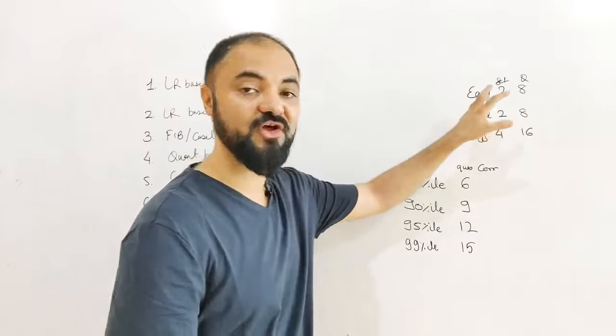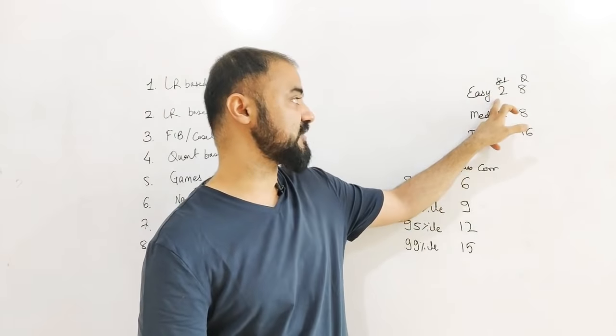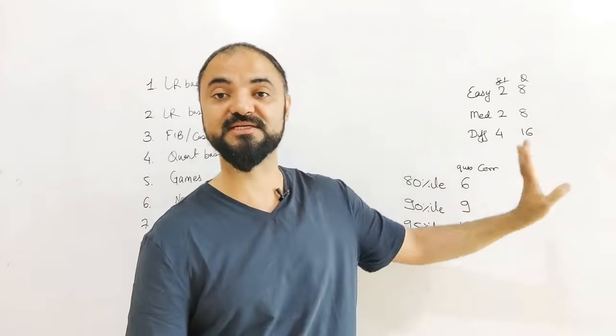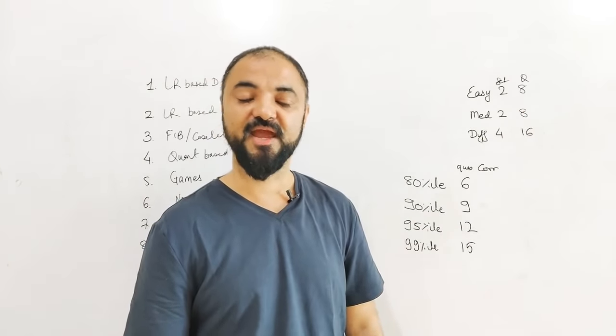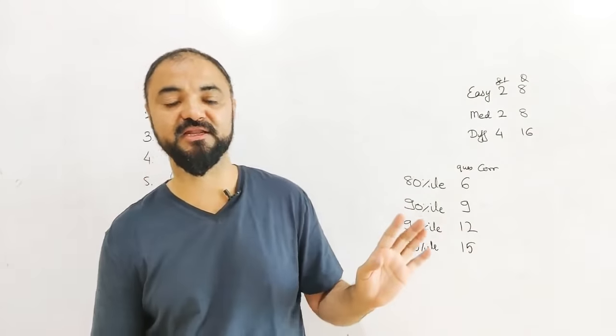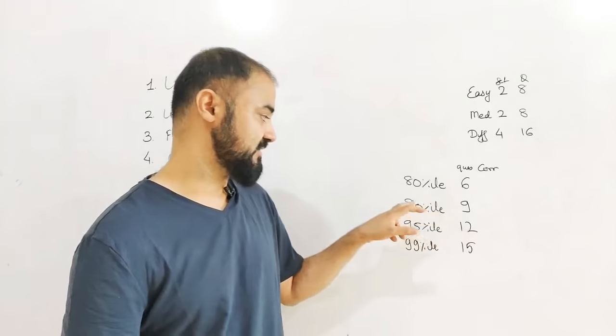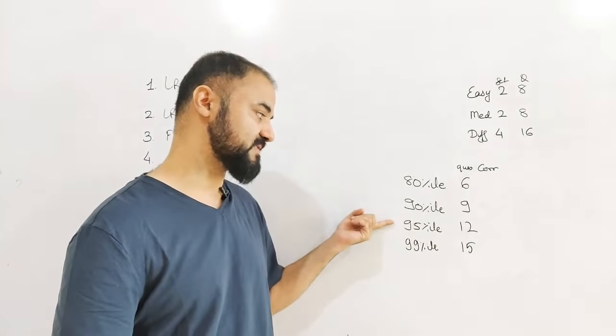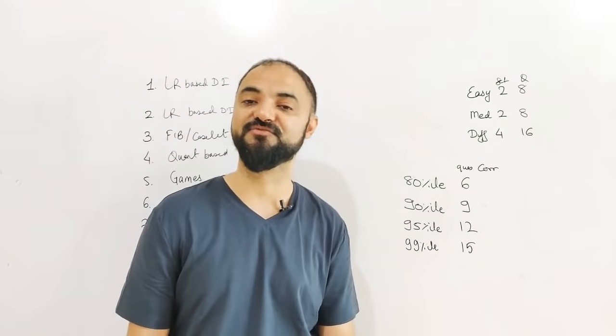Now coming to the level of difficulty. Easy: 2 sets, which is 8 questions. Medium: 2 sets, 8 questions. Difficult: 4 sets, 16 questions. And if you want to clear the cutoff, 6 questions correct is 80 percentile. You will clear the cutoff for most of the IIMs. 90 percentile is 9 questions correct, not attempted, correct. 95 percentile is 12 and 99 percentile is 15 questions.